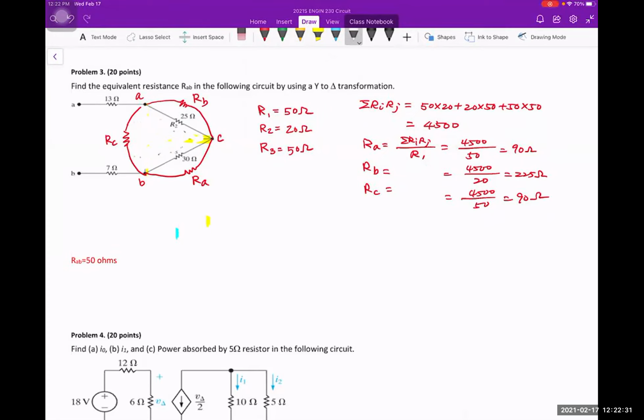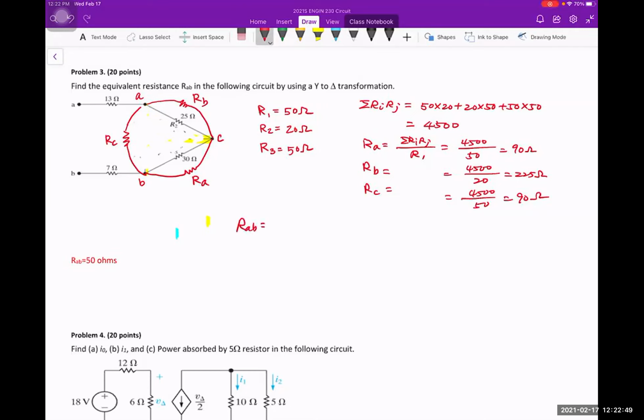And then you look at the circuit. Now the circuit is going to have the 25 in parallel with the RB, right? So let's just write the equivalent resistance based on this configuration.